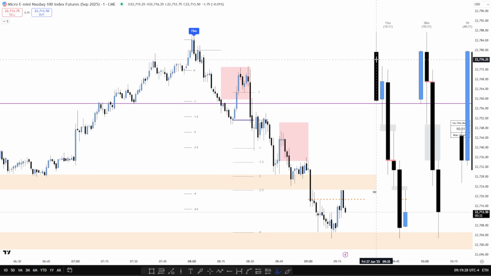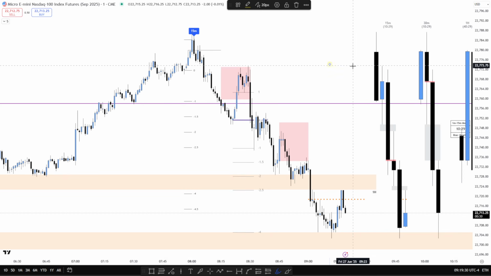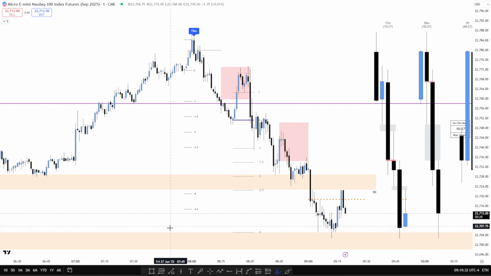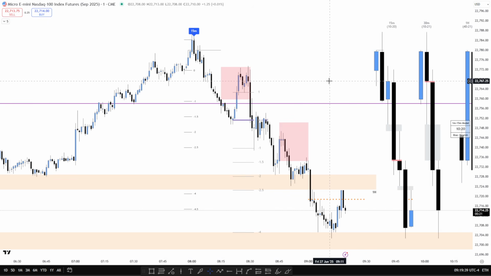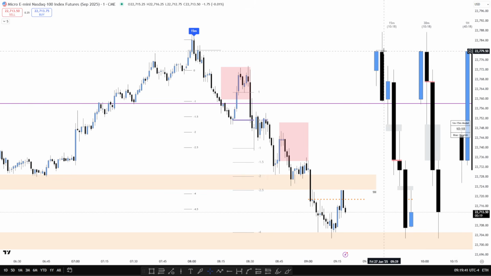This is just catching my eye here. Let me fix this because I'm going to have to show this in just a minute. Let's see here. I want to kick this candle count back up. So, yeah, the reason why is because I wanted to show you this sweep.